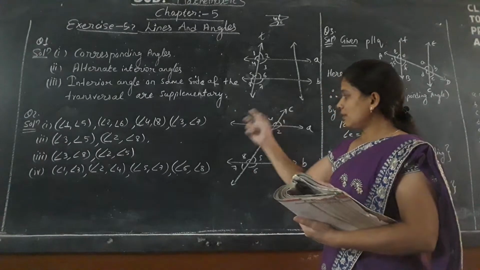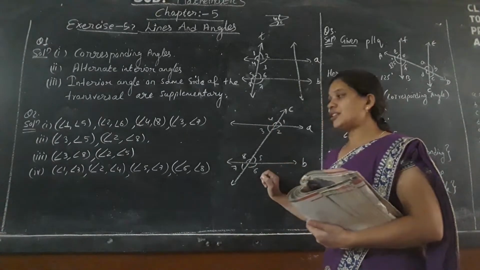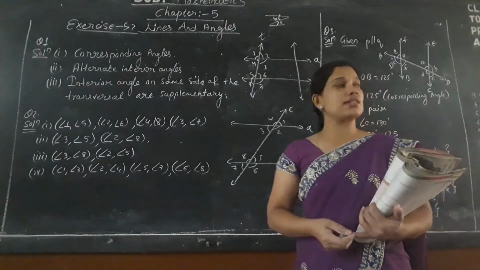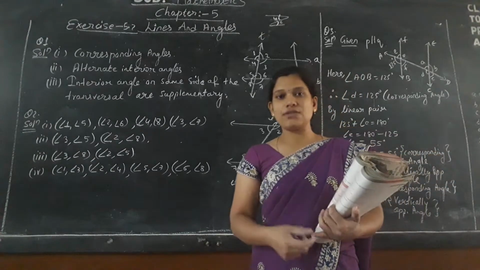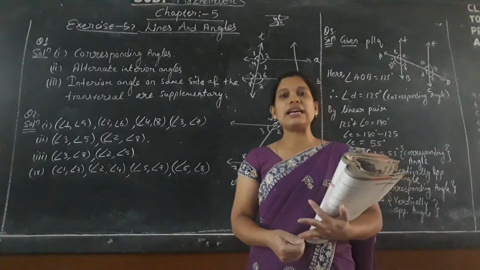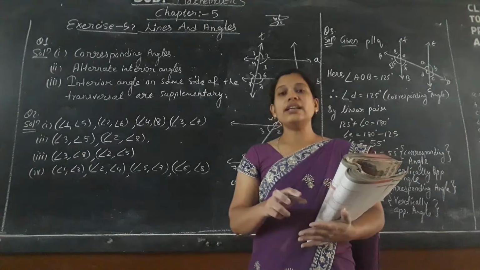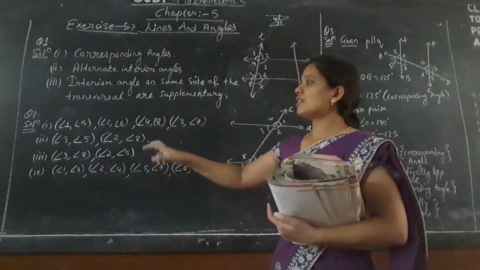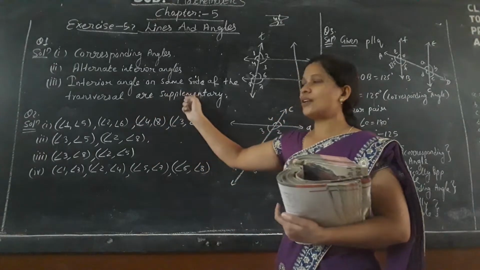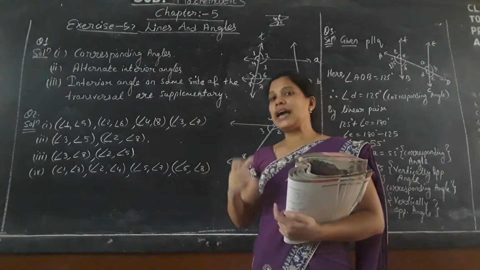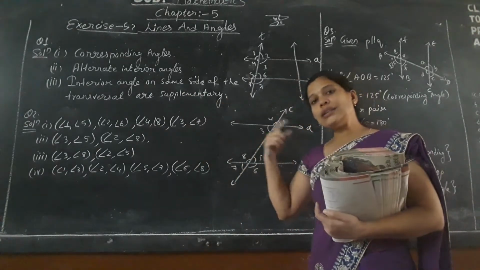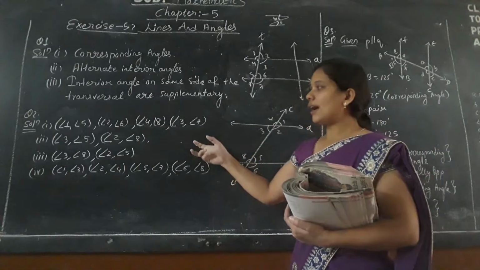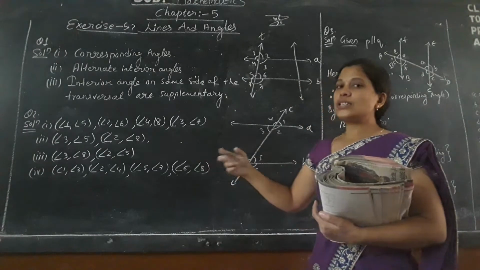Everybody knows, while teaching you the definition, I had told you the angles made by the transversal. So what are the angles made by the transversal? The first is the interior angle, second is the exterior angle, third is the corresponding angle, fourth is the alternate interior angle, fifth is the alternate exterior angle, and sixth is the interior angles on the same side of the transversal, which are supplementary. Recalling that definition will make it easy for you to answer question number 2.